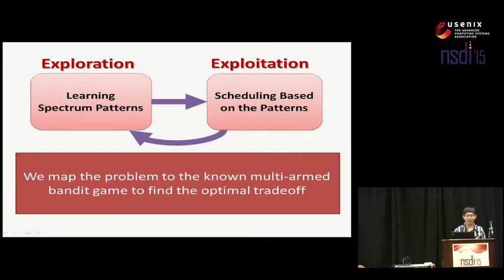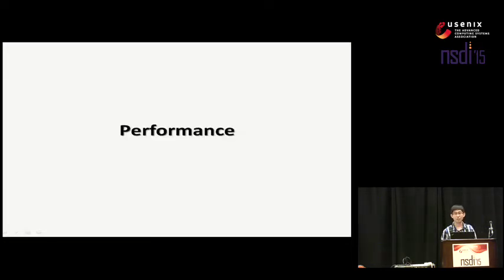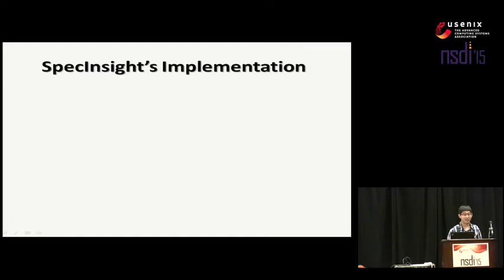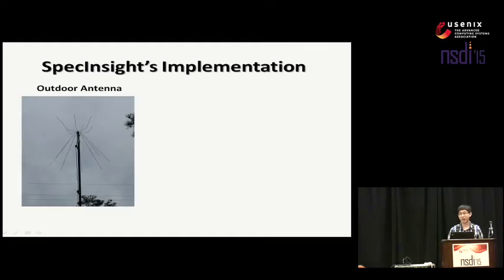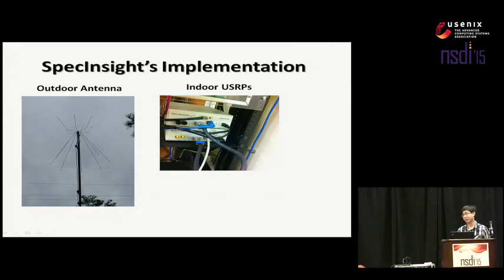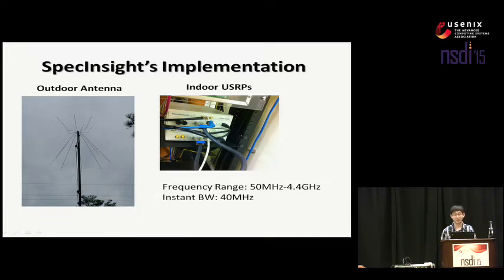Now, I want to move on and show you the performance of SpecInsight and share with you some findings we have when we do real-world sensing. First, how we implement SpecInsight. We deploy outdoor antennas and connect them into USRPs, a cheap software radio. And these USRPs cover a frequency range from 50 megahertz to 4.4 gigahertz, and the instant bandwidth of it is 40 megahertz.